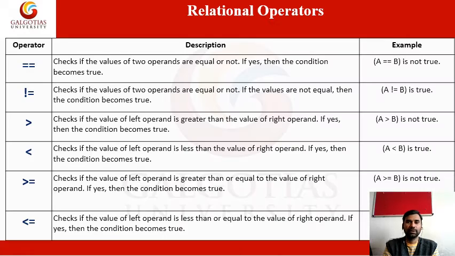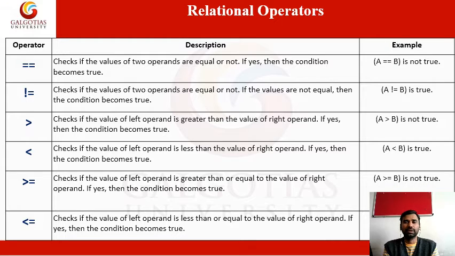Just continue this. Relational operators. Relational operators are simple, a little bit different. Equality, the first one is double equal. Double equal is used to check whether the two values are equal. Suppose a equal to 10, b equal to 20. What happened? It's not equal. It's not true. Am I correct?